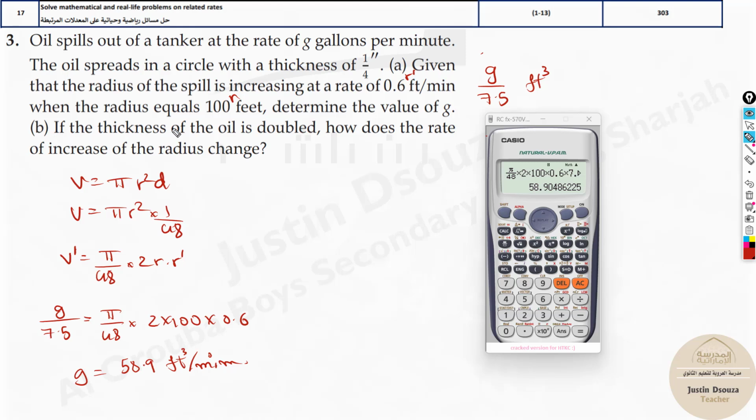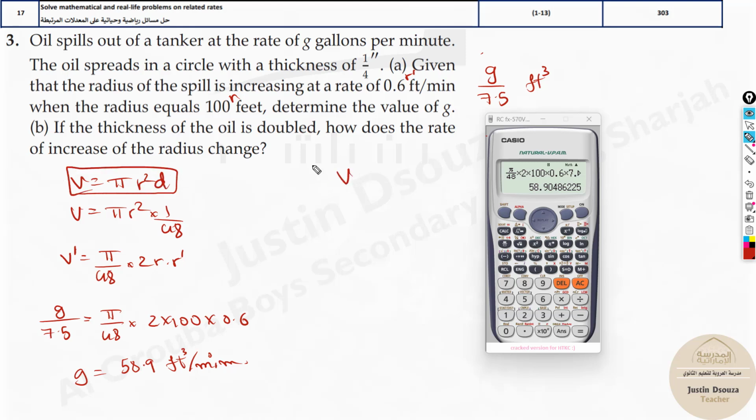And what about if the thickness of the oil is doubled? Okay, if the thickness is increased, how does the rate of increase of the radius change? Now what happens is, I think it'll be halved. See over here, yeah, it'll be halved because all are constants. Now look at this equation here.